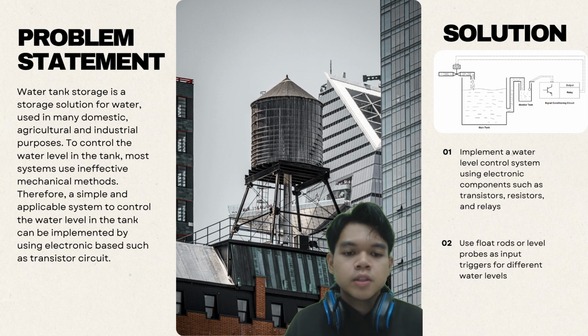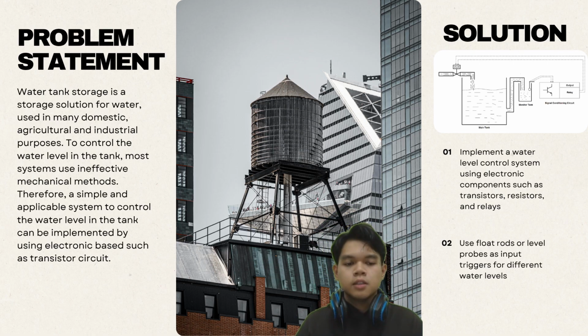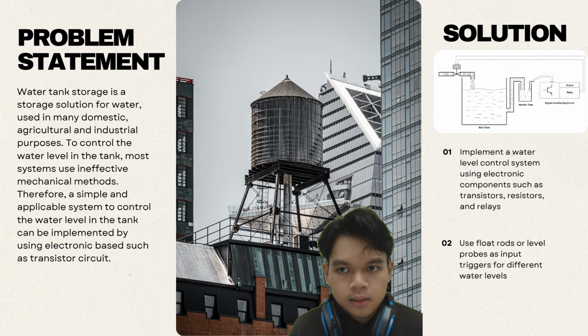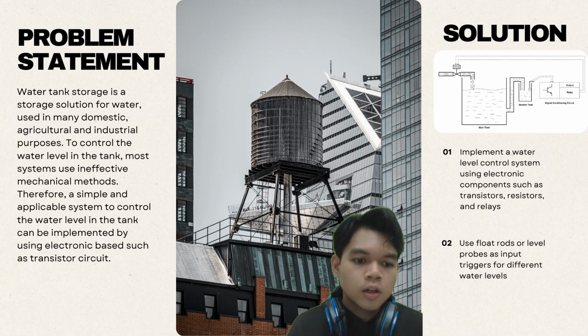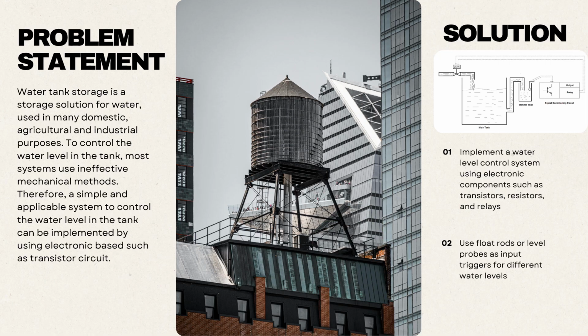For this mini project, we propose two solutions. First, implement a water level control system using electronic components such as transistors, resistors, and relays. And second, use float rods or level probes as input triggers for different water levels.